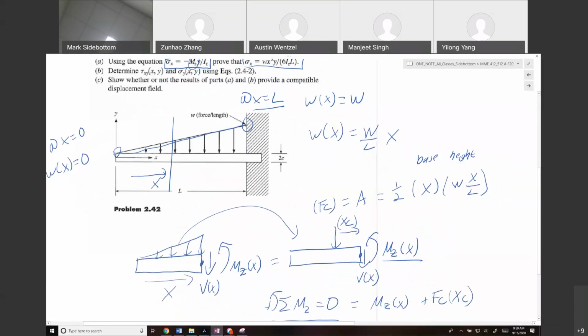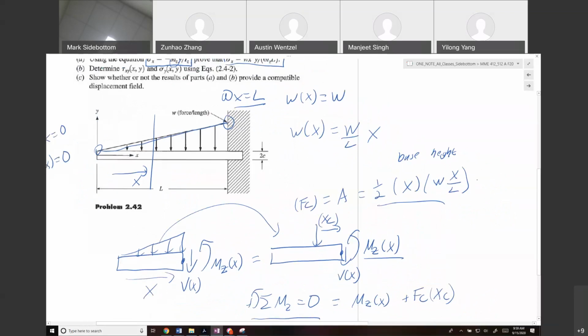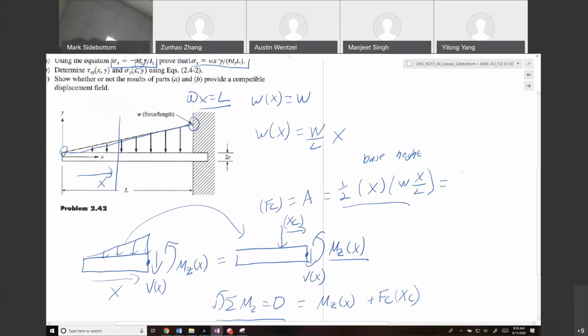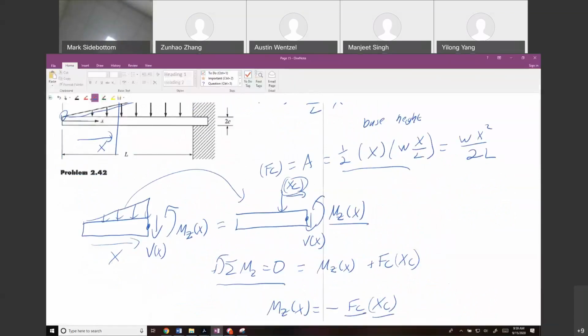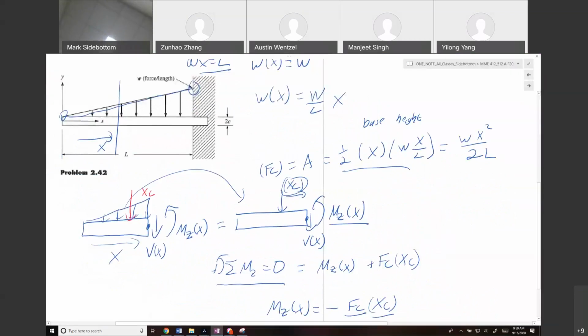And then the moment arm for a triangle, or the concentrated force, is going to act along the centroid of the area. The centroid of a triangle is at 1/3 of the base. So xc is going to be equal to the base, which is x, divided by 3.